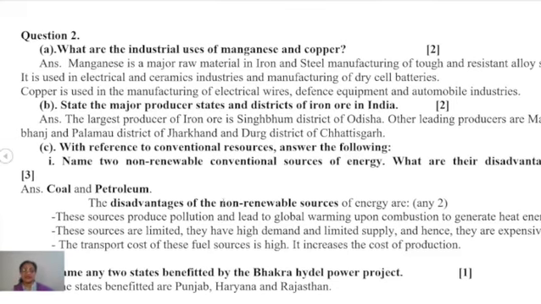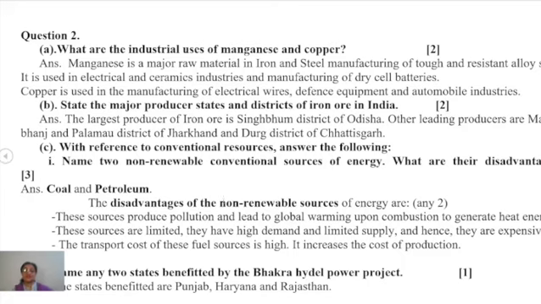Now come to question number B. State the major producer states and districts of iron ore in India. The largest producer of iron ore is Singhbhum district of Odisha. So Odisha and Jharkhand are the important areas for iron ore. Other leading producers are Mayurbhanj and Palamu districts of Jharkhand region. Even the Durg district of Chhattisgarh is also an important area for the production of iron ore. Clear?